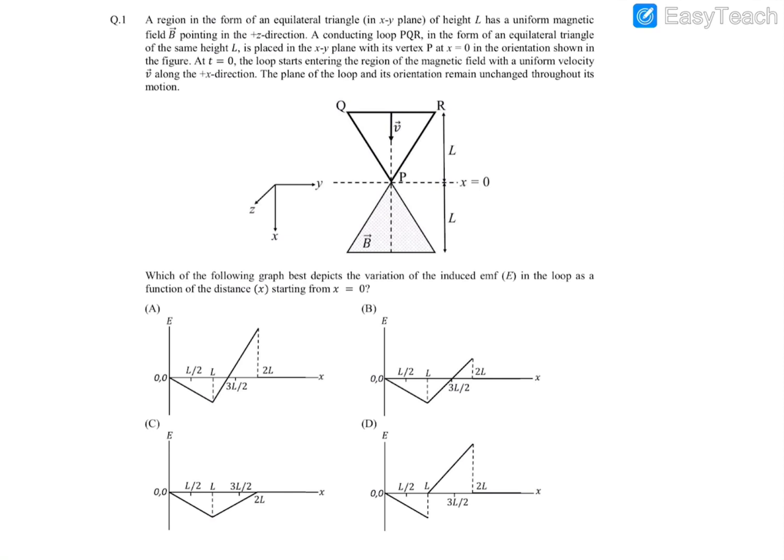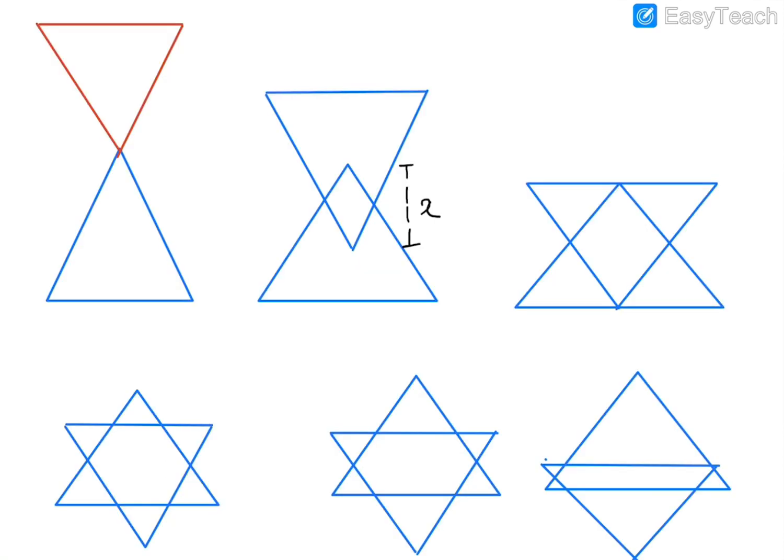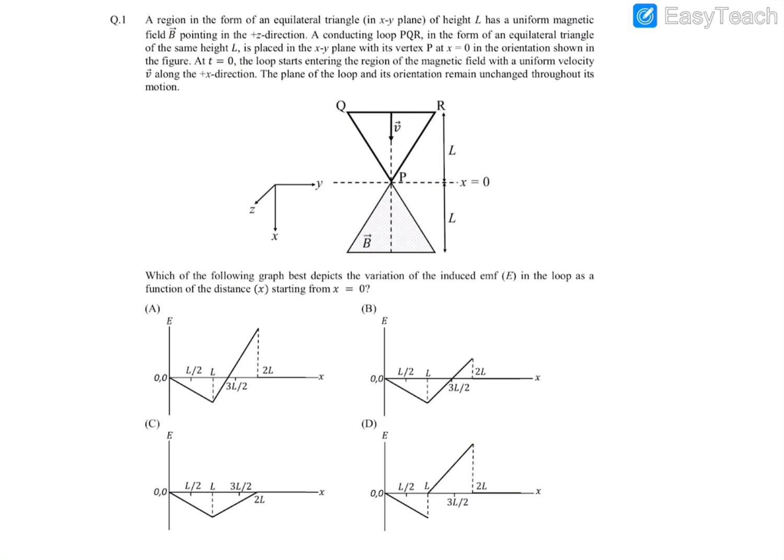Now I have sequentially drawn these diagrams: initially this triangle was at that point, and when it moves by some distance in the downward direction, the area linked with the magnetic field would be this one, and this area will start to increase. dA by dt and d phi by dt, where phi is flux, would be positive. As d phi by dt would be positive, we know that EMF is minus of d phi by dt, which means that EMF would be linearly increasing in magnitude.